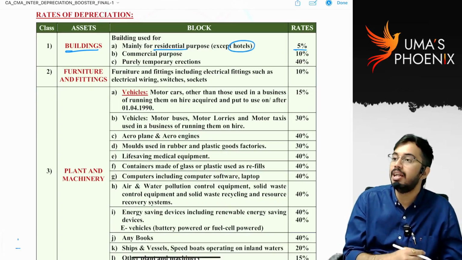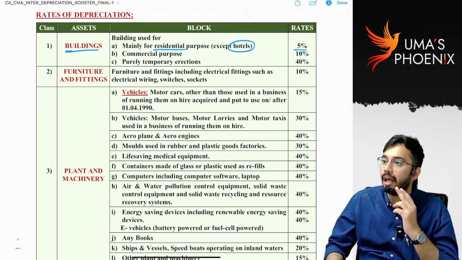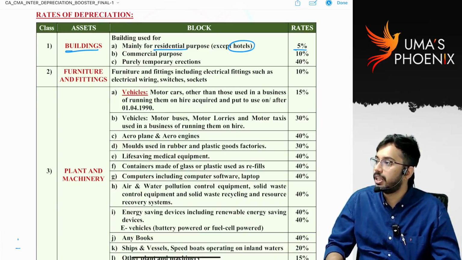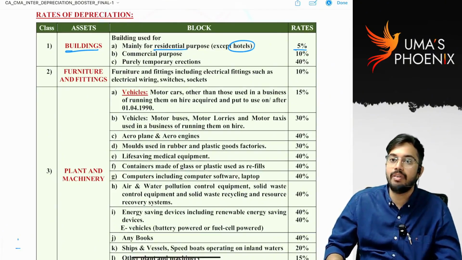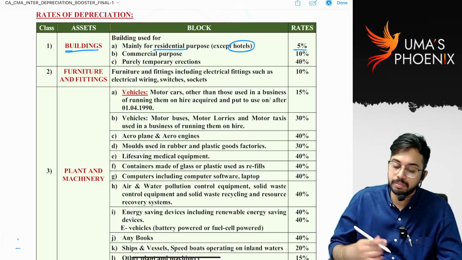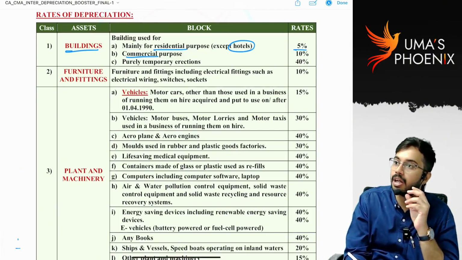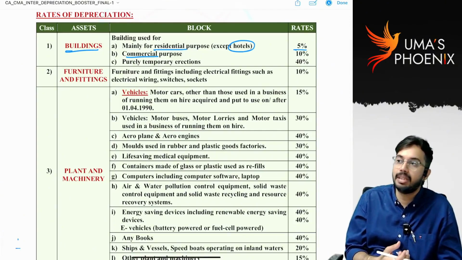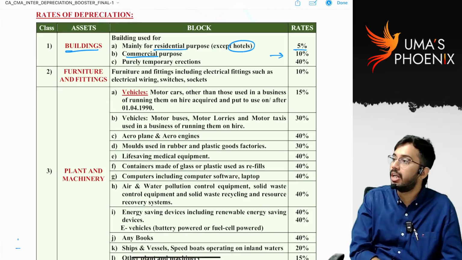Except hotels. See, hotels are also used for residential purpose, but on hotels we do not apply 5% rate of depreciation, we will apply 10% rate of depreciation. So any building used for residential purpose except hotels, on that we will apply 5% rate of depreciation. Is it clear? Next. Building used for commercial purpose. So if any building is used for commercial purpose, that means general buildings, whatever buildings are used in the business, on commercial buildings we will apply 10% rate of depreciation.